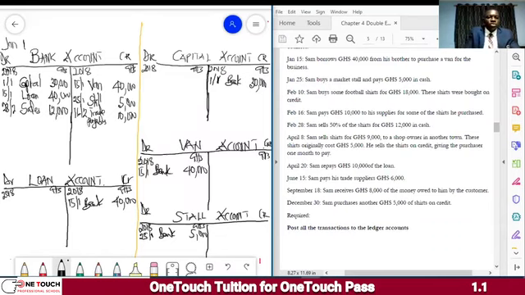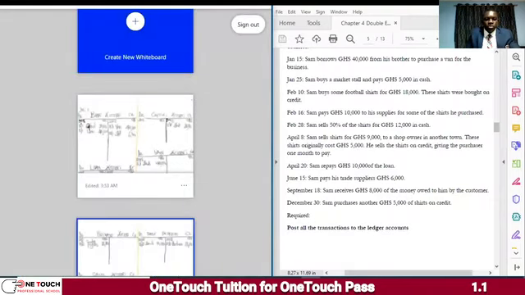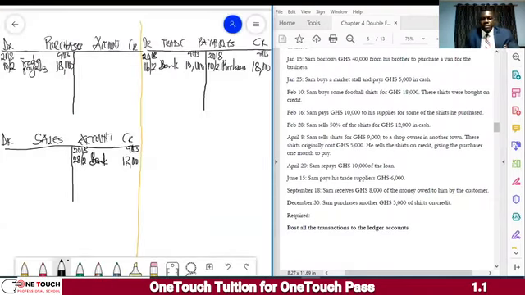So let me go back to my notes. Now on April 8th, Sam sells shirts for 9,000 to a shop owner in another town. These shirts originally cost 5,000. He sells the shirts on credit, giving the purchaser 1 month to pay.